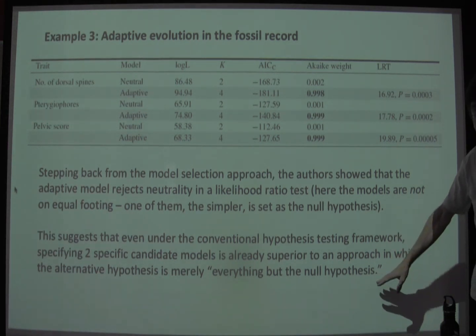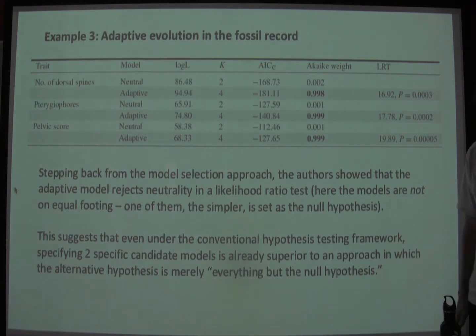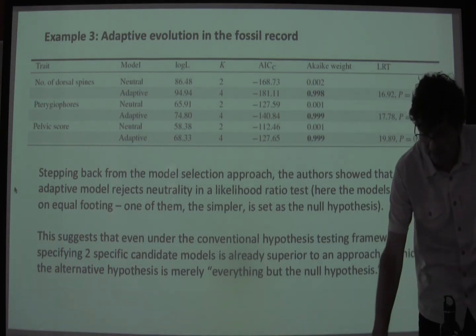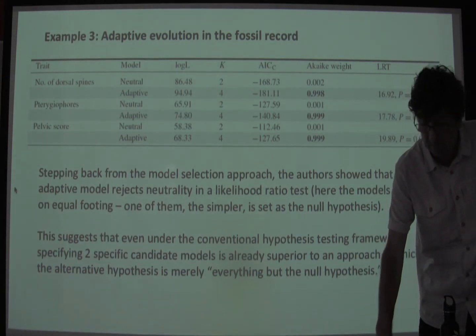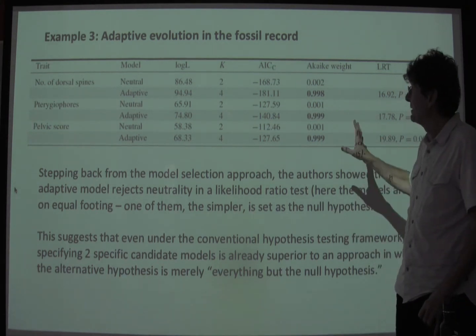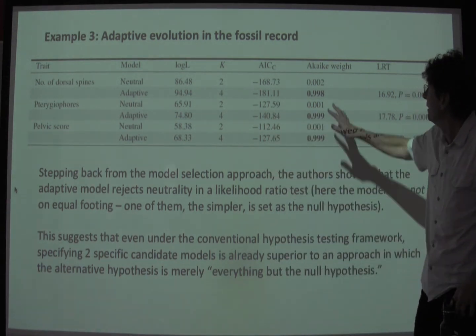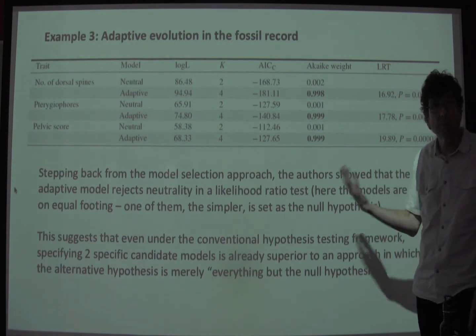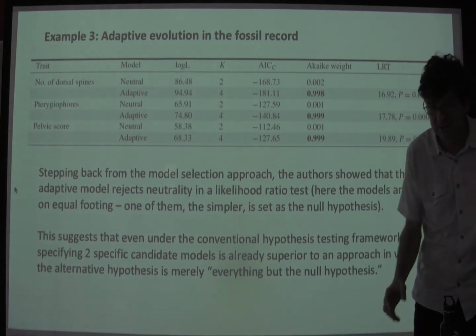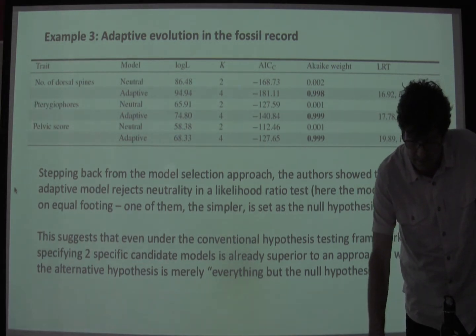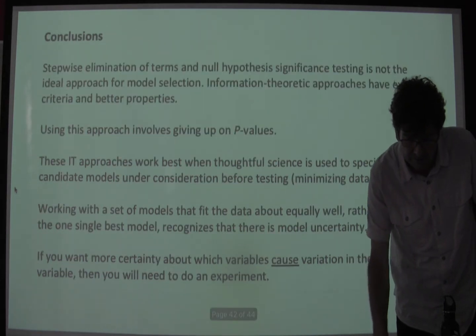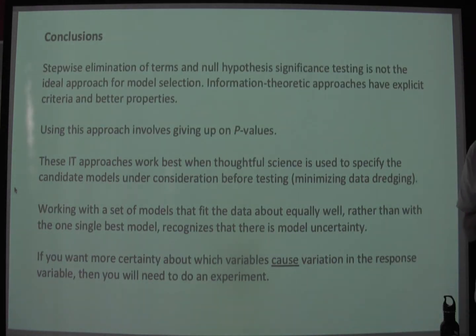So everything but the null hypothesis is probably the worst way to proceed. Having 2 models is a much better way of proceeding. And abandoning null hypothesis testing altogether and measuring the degree of support for each of the models is probably the better approach in this case.